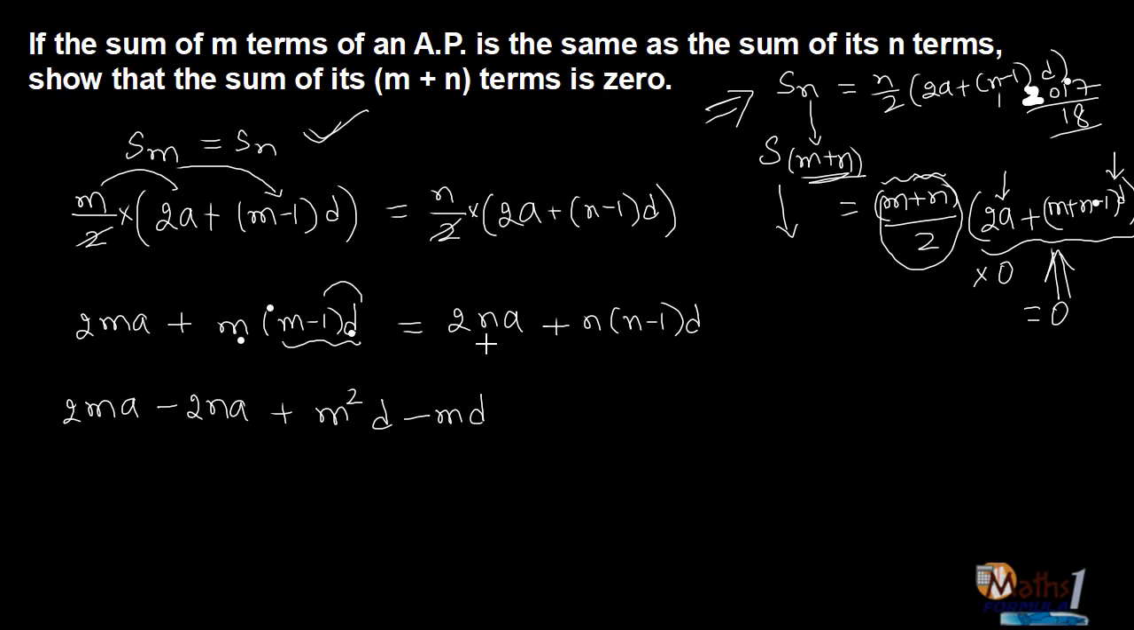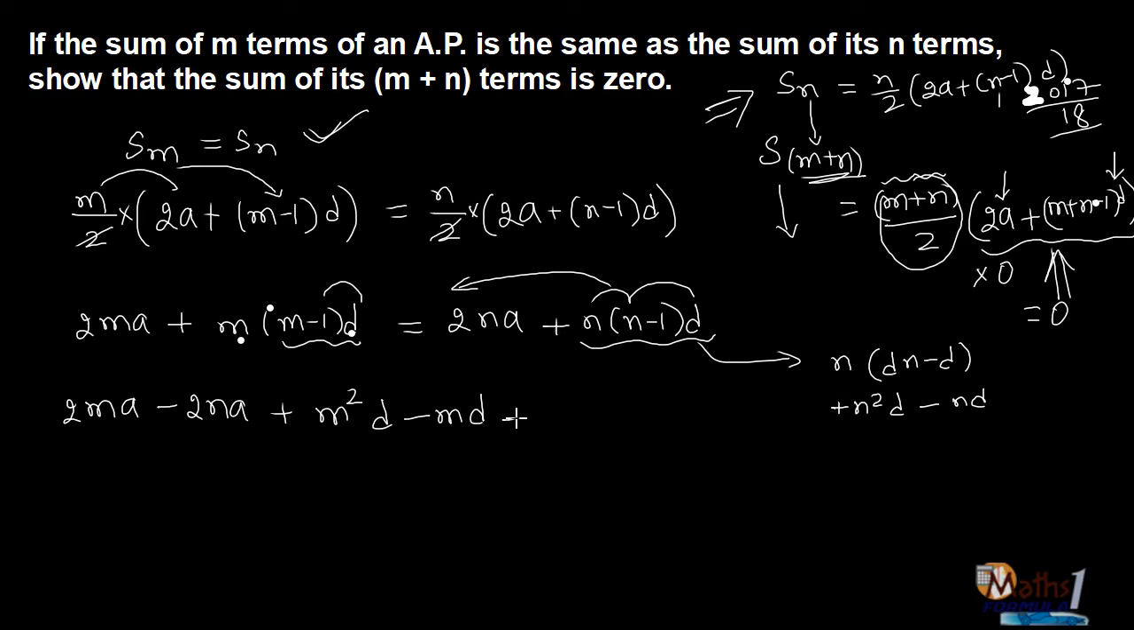Similarly, let's do it for the RHS. I've already taken 2na to the left hand side. This portion will be n square d minus nd. If someone is not understanding, I'll keep n as n, and if I multiply, this will be dn minus d. I'll multiply these two first, then multiply: n square d minus nd. But I'm transposing this onto the other side, so this plus will become minus n square d, and that minus will become plus nd. Now everything is transferred to the other side, so I get 0.